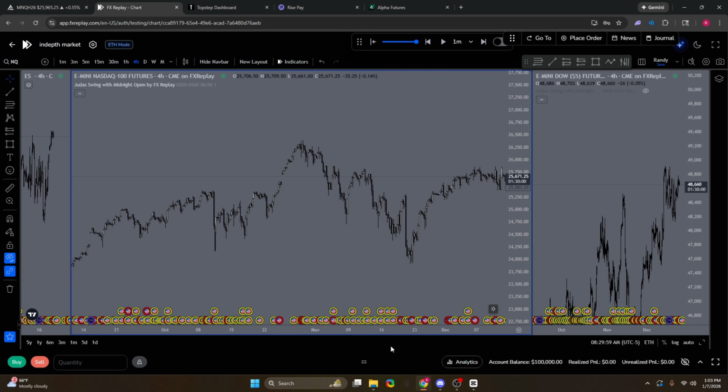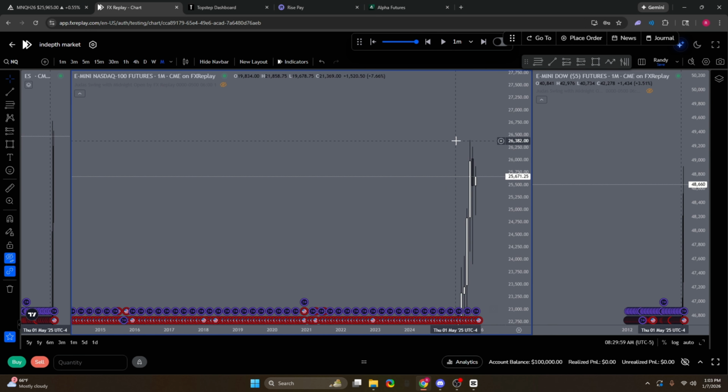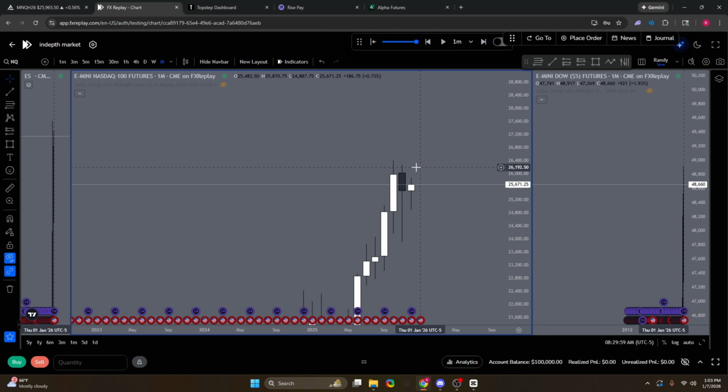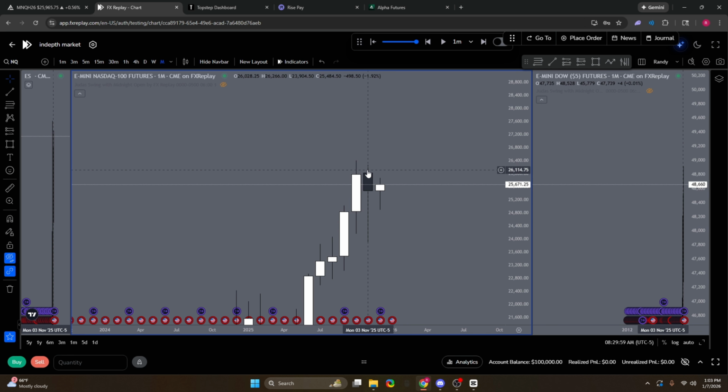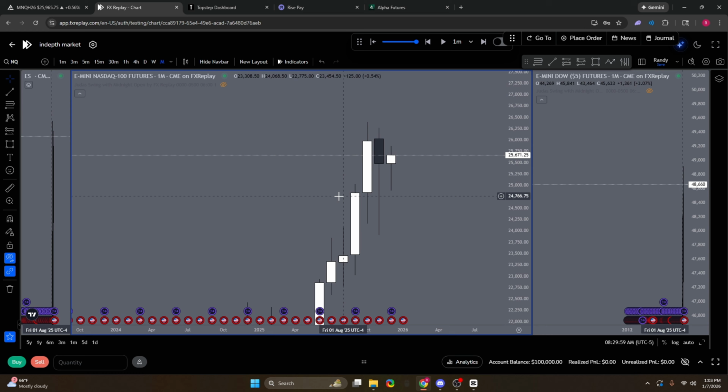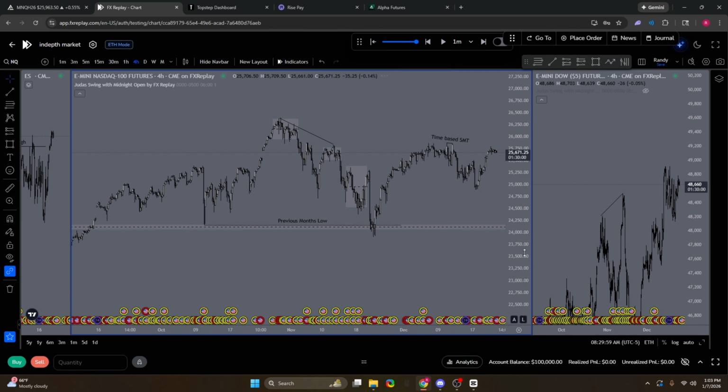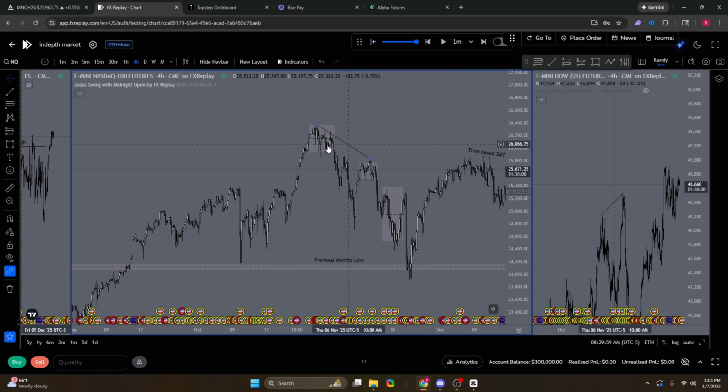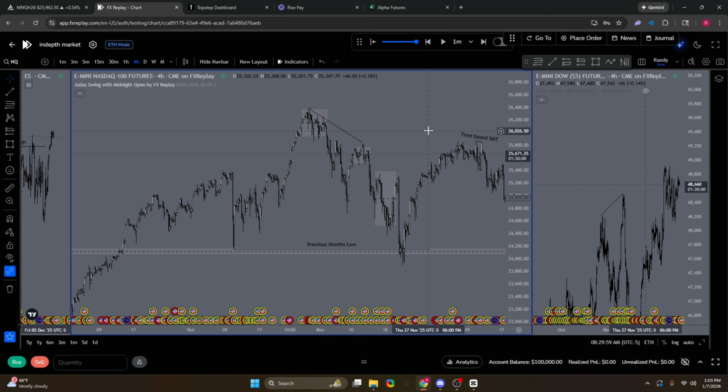To truly understand market structure, you need to understand how PO3 and market maker models work. As you know, every month we have a new PO3, and in the PO3 we have accumulation, manipulate down, and then distribute higher. So in this case, we distributed down to a monthly fair value gap and previous month's low. When manipulating, we have a market maker sell model to the downside.